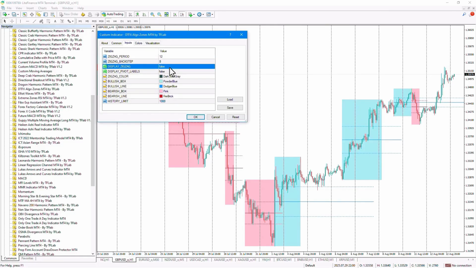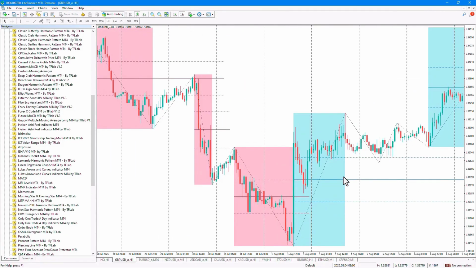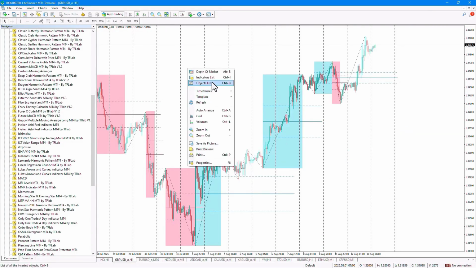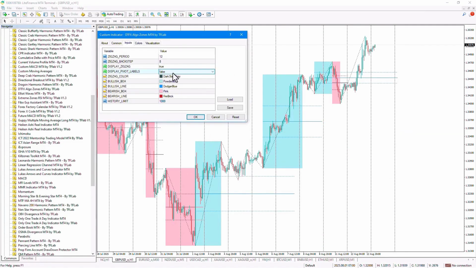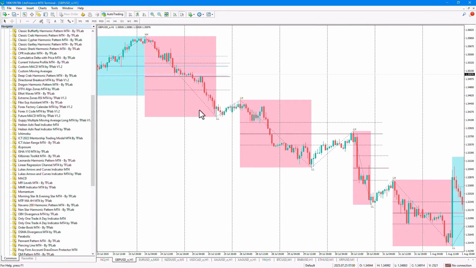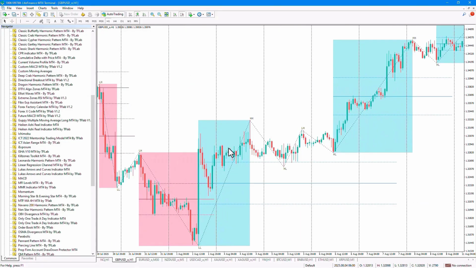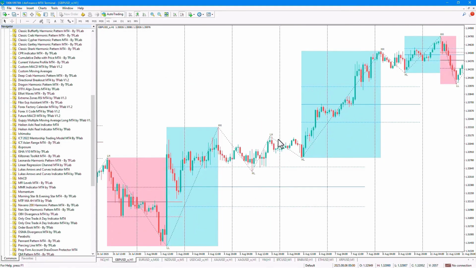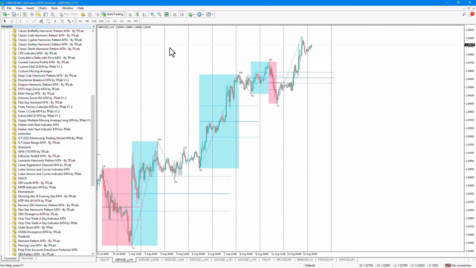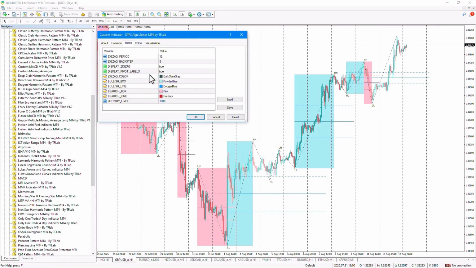In the next input, we can enable or disable the display of zigzag lines. As you can see here, by enabling this option, the indicator starts drawing zigzag lines on the chart. In the following input, we can enable or disable the display of pivot labels. By enabling this option, the indicator starts showing labels such as lower low, lower high, higher low on the chart, and we can analyze the trend based on the price movement legs.